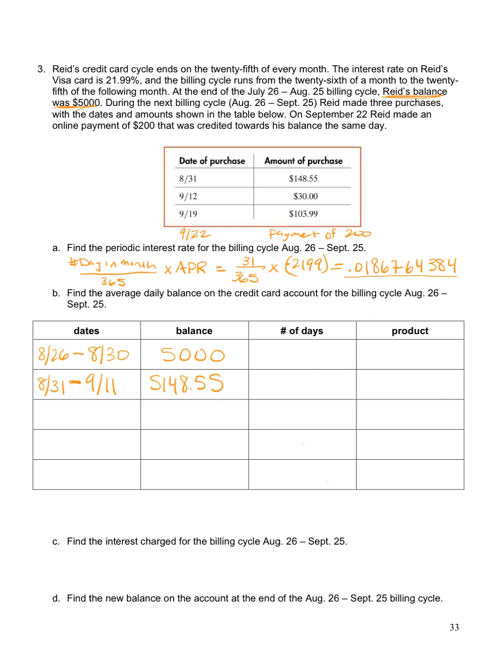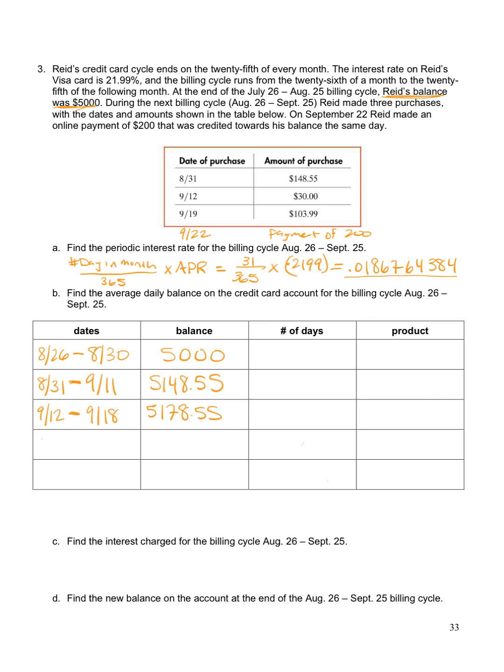And then on September 12th, we make another purchase of $30. So I'm just going to add $30 to the previous balance. So I have $5,178.55. And that is going to stay the balance until the 18th.